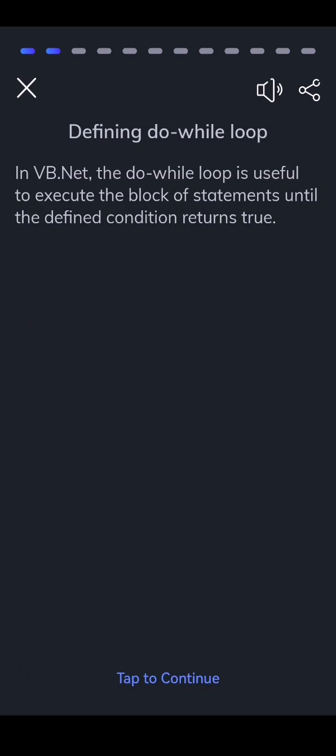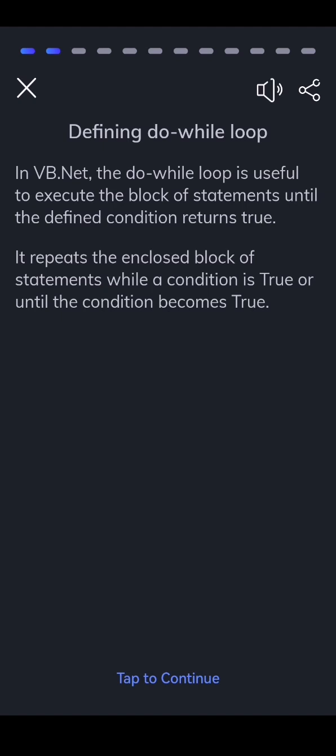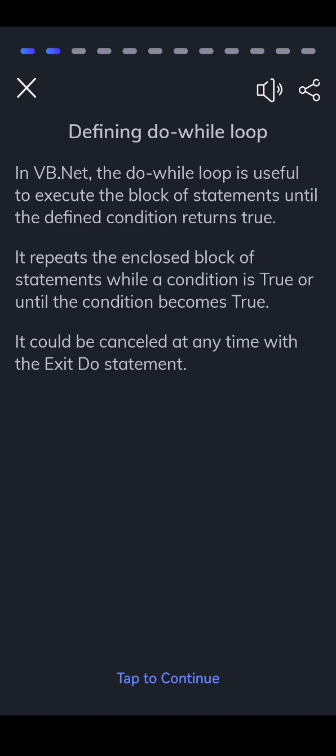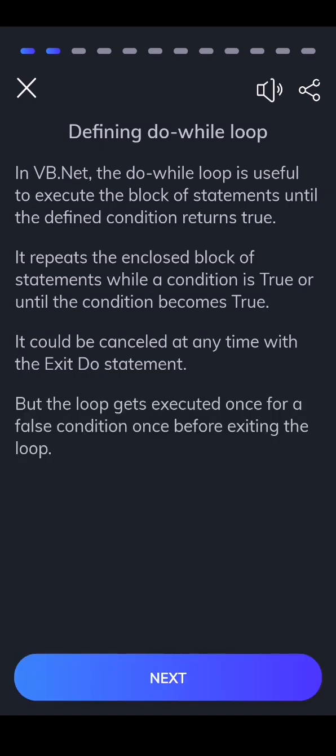In VB.NET, the do-while loop is useful to execute the block of statements until the defined condition returns true. It repeats the enclosed block of statements while a condition is true or until the condition becomes true. It could be cancelled at any time with the exit do statement. But the loop gets executed once for a false condition before exiting the loop.